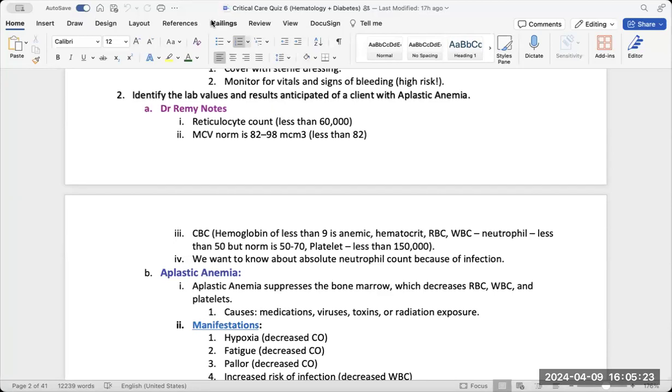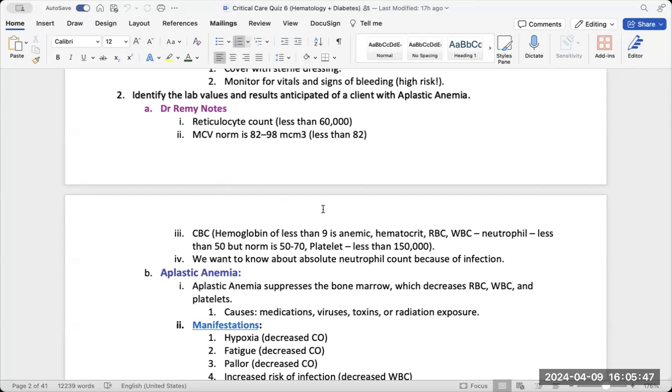And we're going to want to get a CBC because not only are we looking at that hemoglobin and hematocrit, as well as those RBC levels, but we want to see the neutrophil count and the platelet count. We need to see those because, as I said, they're at risk for neutropenic precautions and they're going to need reverse isolation. And they're also at risk for bleeding. So I want you to think of all that.